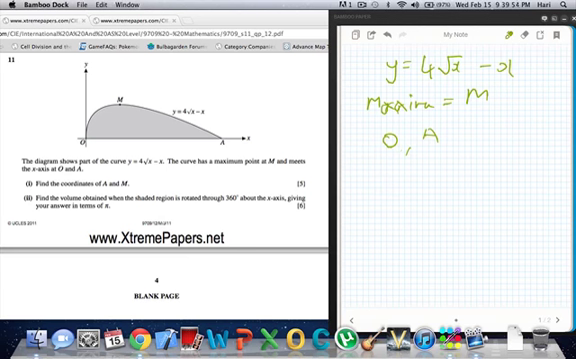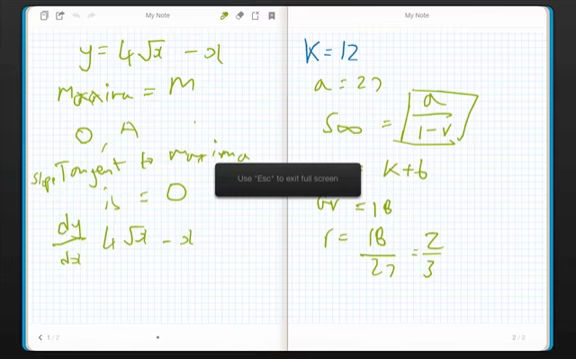Now how do we find this? Let's try finding M first. M being a maxima, there's one thing you have to know about maximas. The slope of the tangent of the maxima is 0. So we can differentiate this equation, dy by dx of 4 root x minus x, and we can get our answer that way.